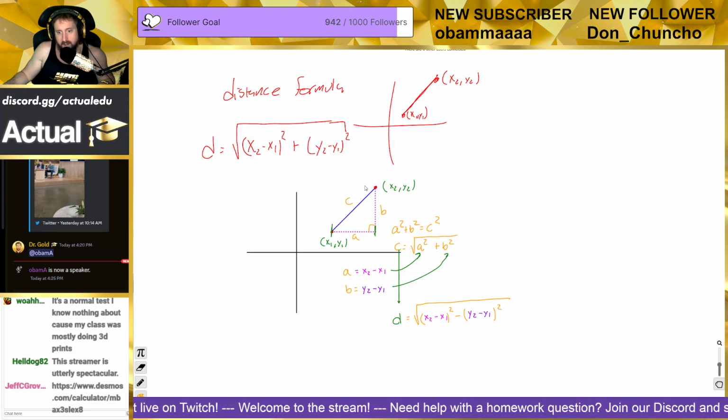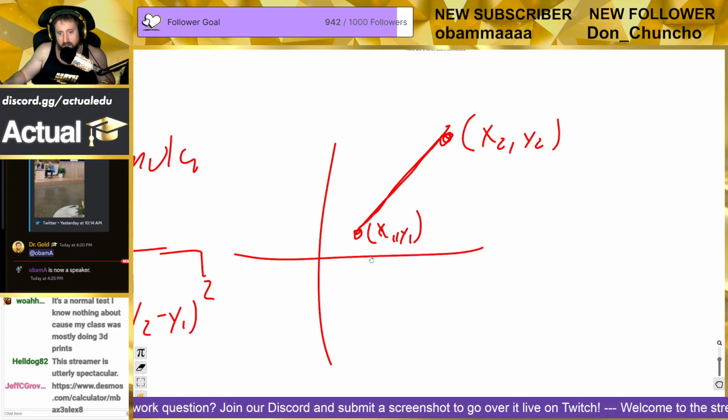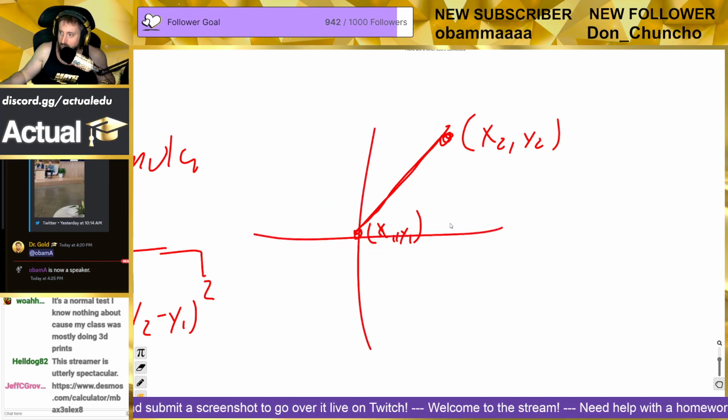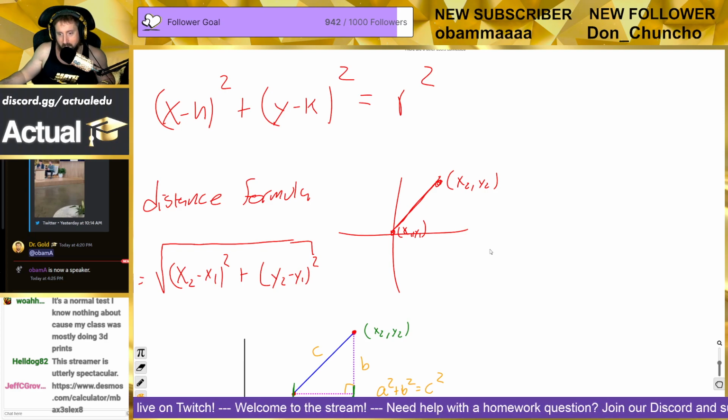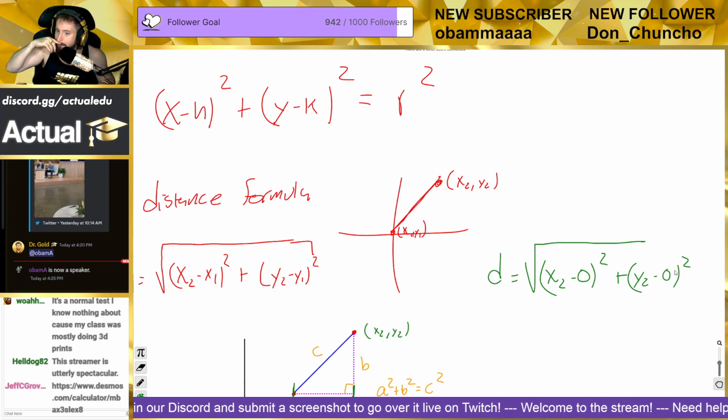Okay, cool. Now let's do something kind of fun here. Instead of x2 minus x1, let's put x1 at the origin. Let's make this 0, 0. So now my equation would become this: distance is equal to the square root of x2 minus 0 squared plus y2 minus 0 squared, because my first coordinate is just at 0, 0.